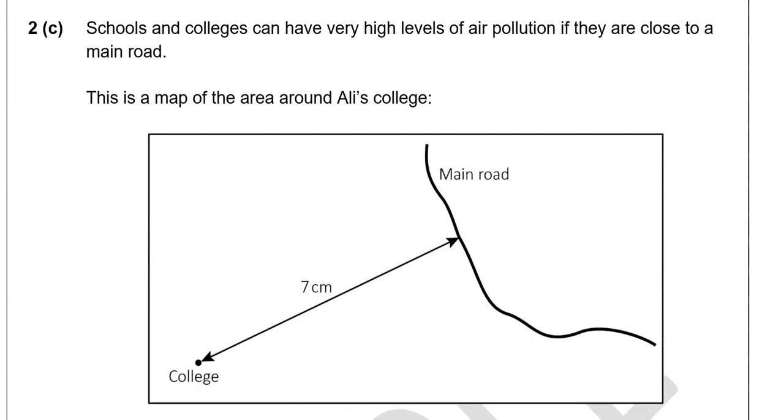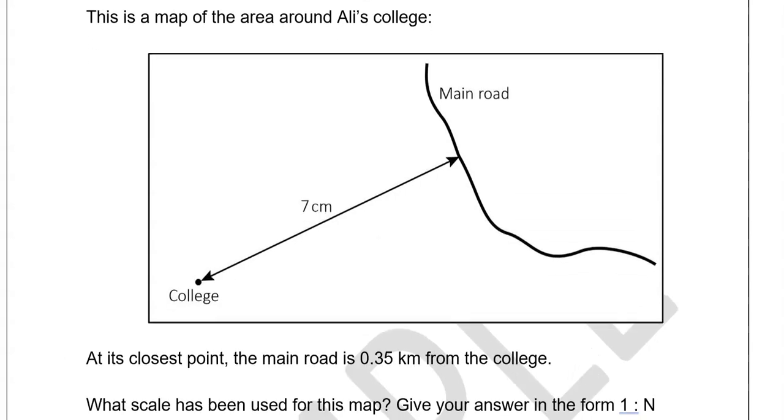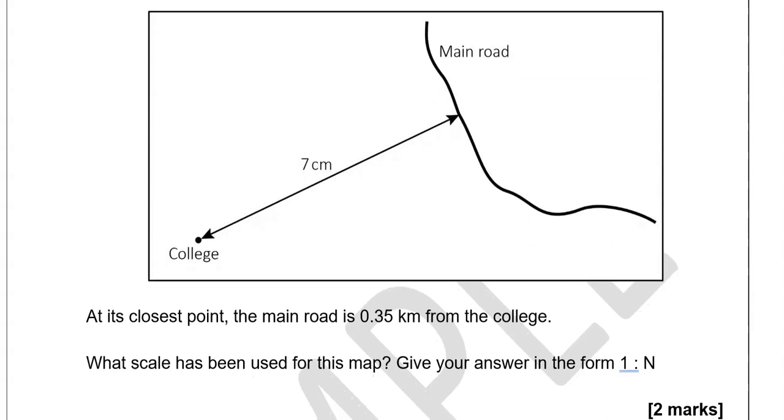Schools and colleges can have very high levels of air pollution if they are close to a main road. This is a map of the area around Alice College. At its closest point, the main road is 0.35 kilometers from the college. So this is the closest point, which is also 7 centimeters on the map. What scale has been used for this map? Give your answer in the form of 1 to n.